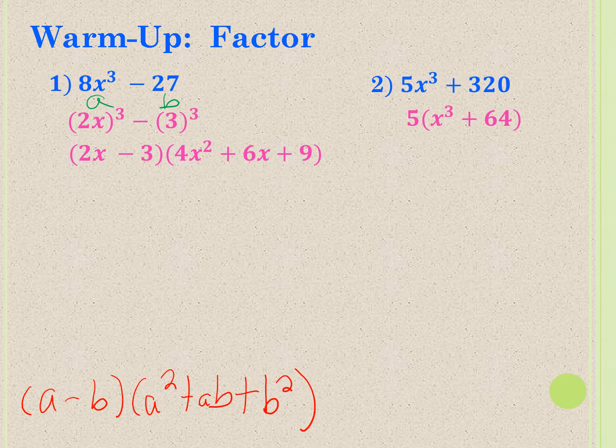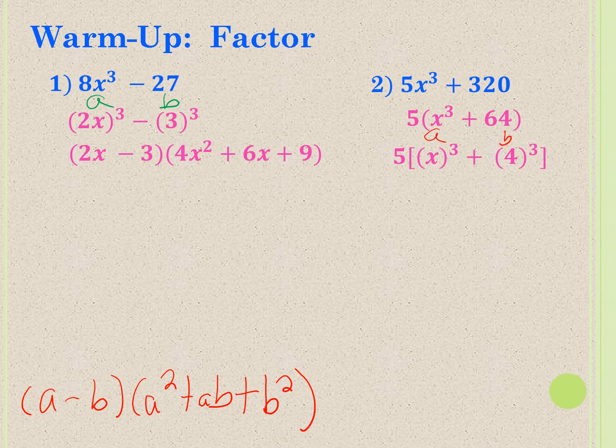So I need to break this up into A and B. Well, x cubed gives me x cubed. 4 cubed gives me 64. So that becomes 5 times x cubed plus 4 cubed. Now, that becomes our A and our B.